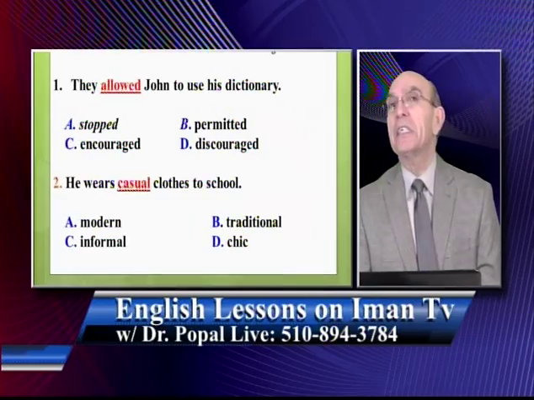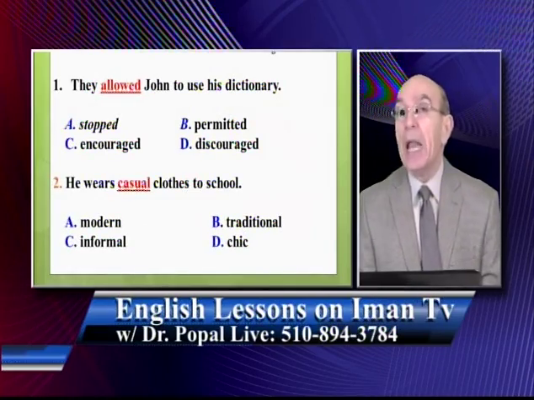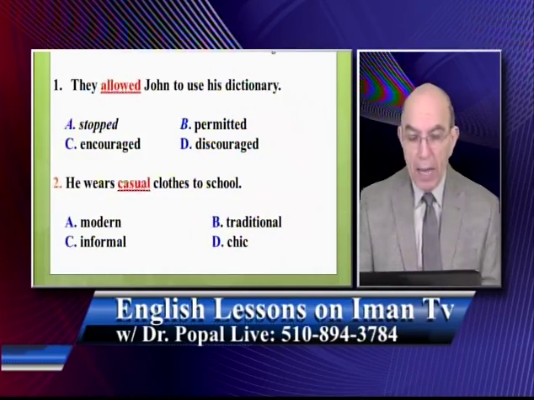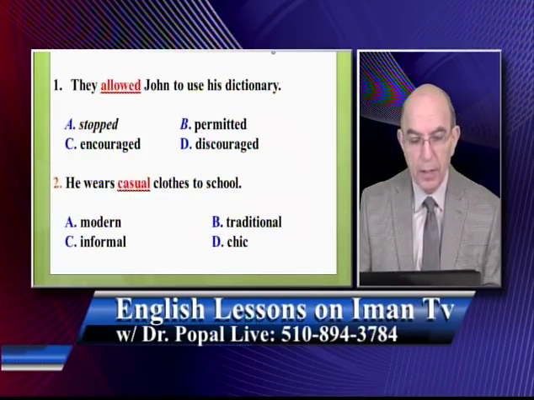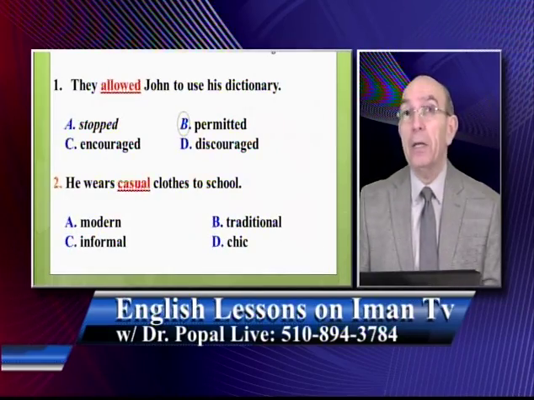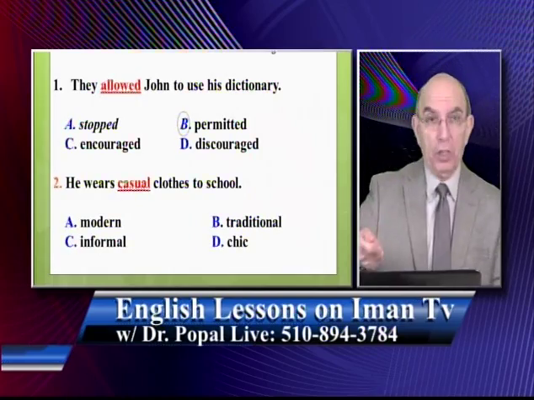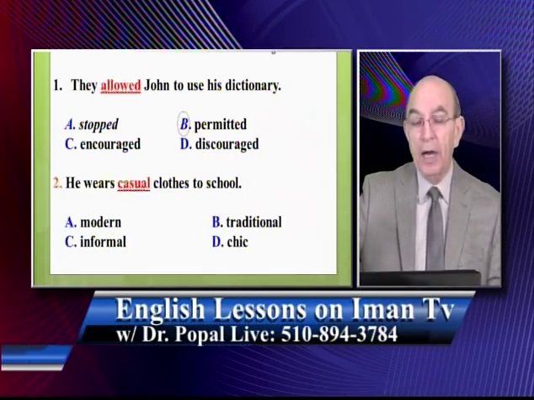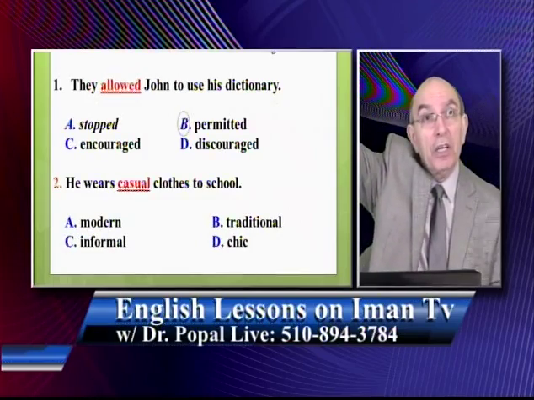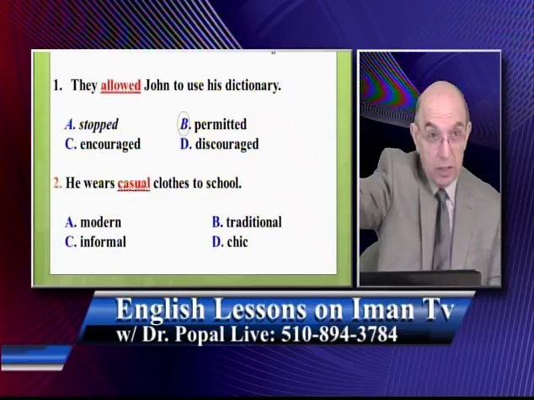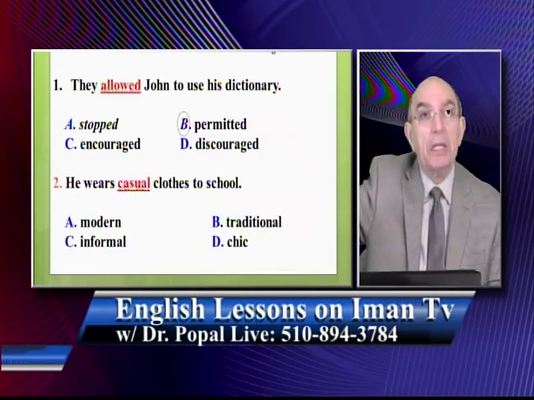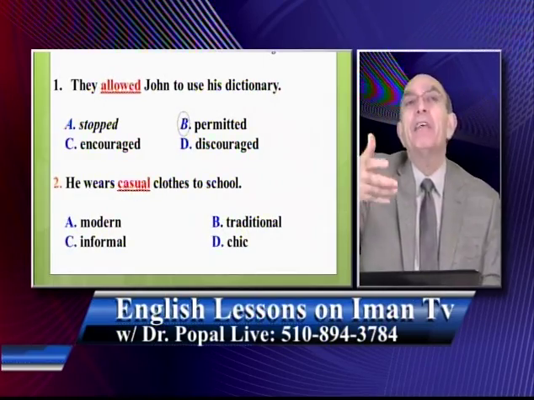So let's look at sentence number 1. They allowed John to use his dictionary. Allowed means the correct answer is permitted. Means they give him permission to use the dictionary. So John said, "Can I use a dictionary?" And the teacher said what? "Yes, you can use the dictionary." So it means what? They allowed him. They permitted him. They gave him permission.